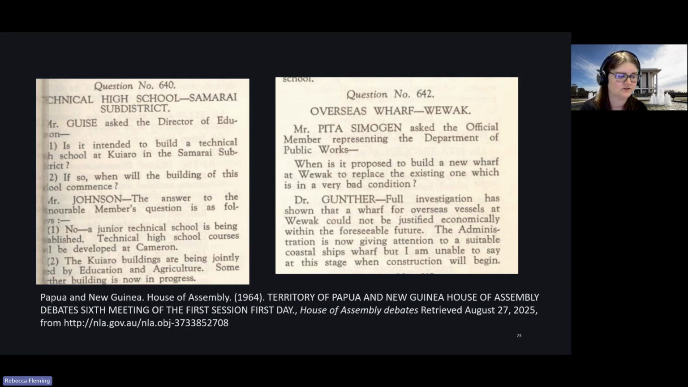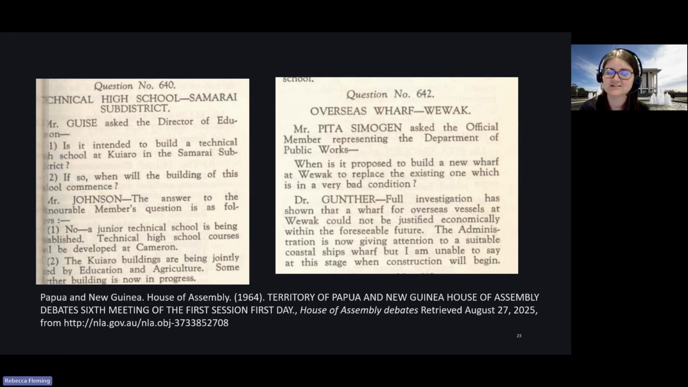And the person who's being asked the question replies, "Full investigation has shown that a wharf for the overseas vessels at Wewak could not be justified economically within the foreseeable future. The administration is now giving attention to a suitable coastal ships wharf, but I'm unable to say at this stage when construction will begin."